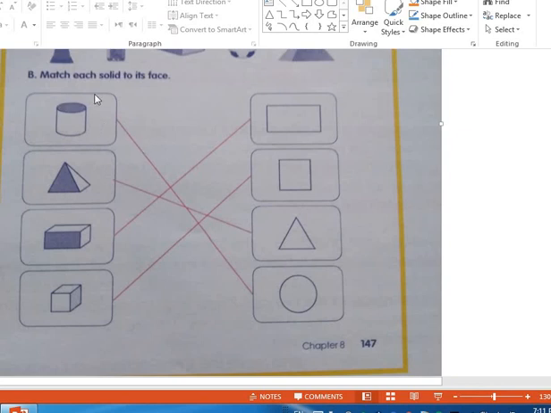Here match each solid to its face. Okay, I have here the cylinder solid. Yeah, the shape here, the circle. The pyramid. Yeah, the triangle. Here I have the rectangular prism. Yes, the shape of its face is what? A rectangular shape. Rectangle. And the cube, yeah, in the shape of a square.